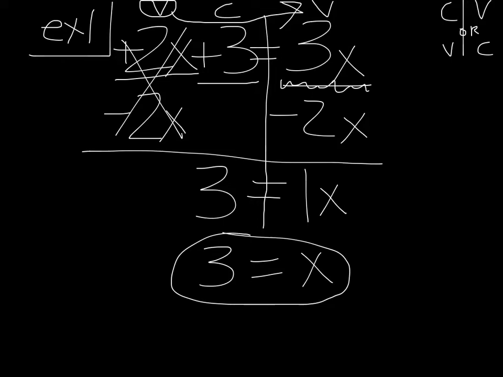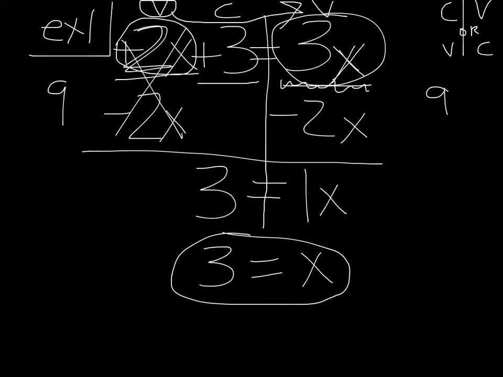And you can always plug this back in to see if it works. If 3 is x, 2 times 3 is 6, so you get 6 there, plus 3 is 9. So this side equaled 9. And then on this side, 3 times, well, x is 3. We just learned that 3 times 3 is 9. Since 9 equals 9, we know that this was a correct answer. So that's example 1. Let's go to 2.